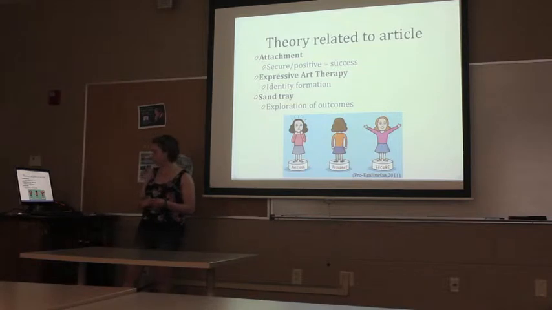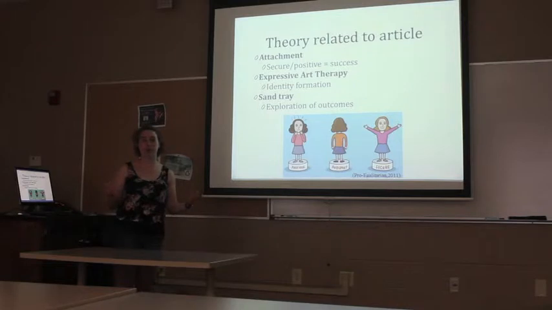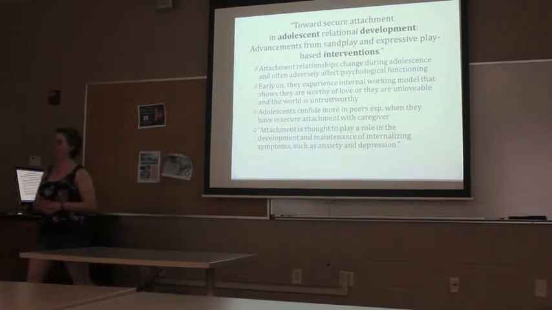So some of the things that we look at in the article is attachment. Secure and positive attachment is success. We look at expressive art therapy. This is the identity formation. This is where they're able to form themselves. And then the sand tray is the exploration of outcomes. It's where they can really play with what outcomes would happen if they were to create their own scenario. Pass it on to Liz.